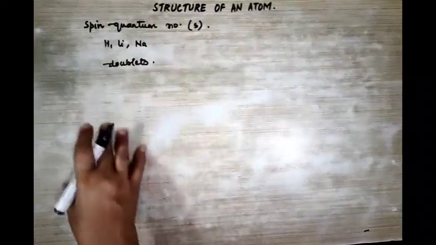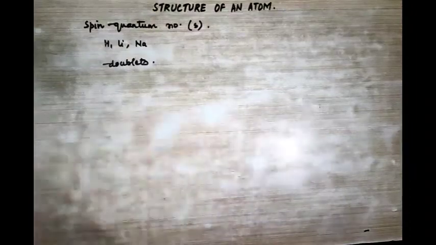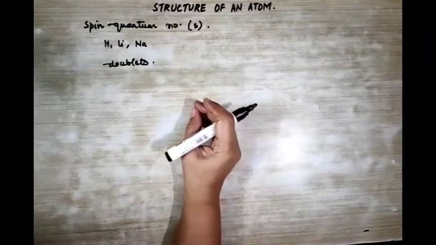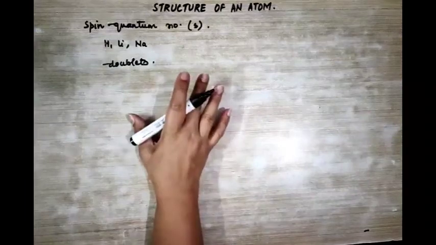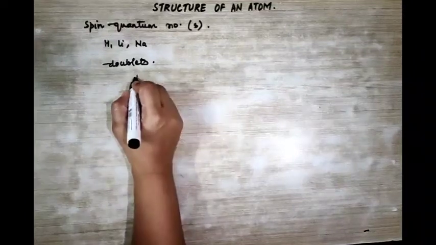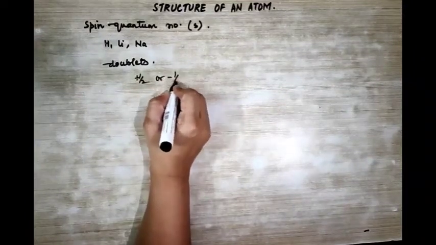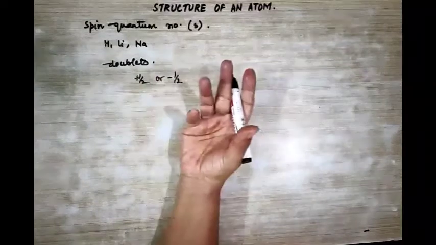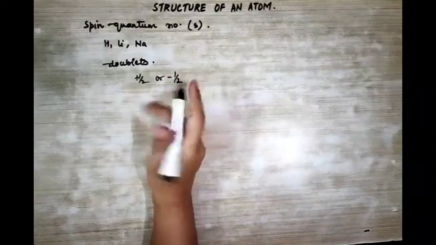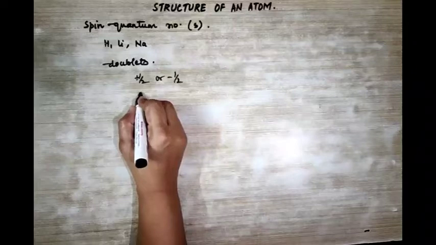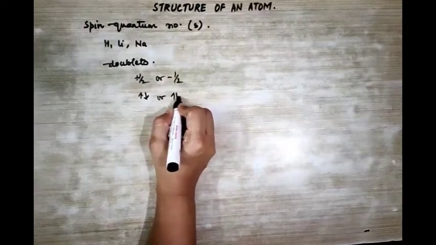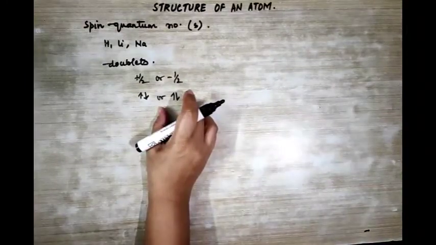Okay, so to account for these doublets or for these pair of lines, it was suggested that the electron, while moving round the nucleus in an orbit, also spins about its own axis, right? Either it spins in the clockwise direction or it might spin in the anti-clockwise direction. So we can say that there are two possible values. Either it spins plus half or it spins minus half, depending upon the direction of the spin.